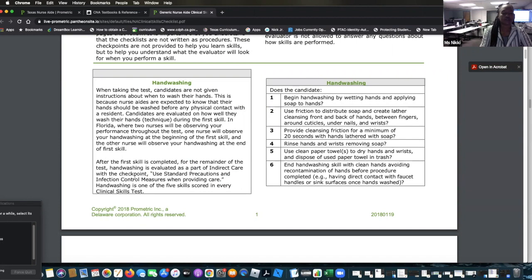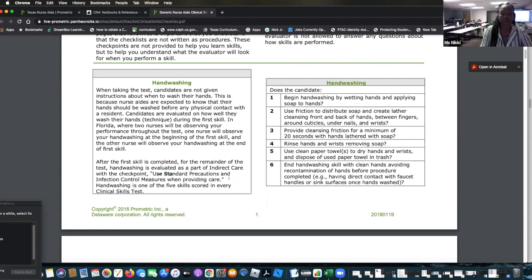Use standard precautions and infection control measures when providing care. Hand washing is one of the 5 skills scored in every clinical skills test. So they're saying right there, everyone has to do the hand washing, and it's first.